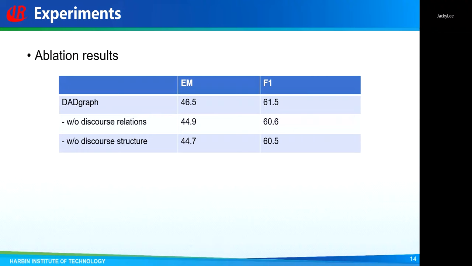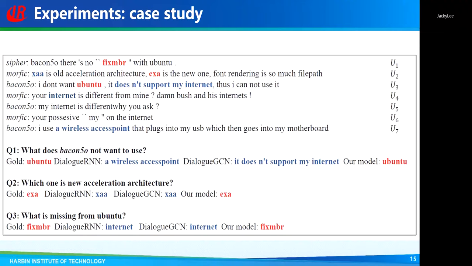To prove the effect of discourse relations and discourse structure, we perform ablation experiments and form this table. After removing discourse relations and discourse structure, the results dropped several points. In this case, we can see that compared with DialogueRNN and DialogueGCN, our model performs better and predicts direct answers.